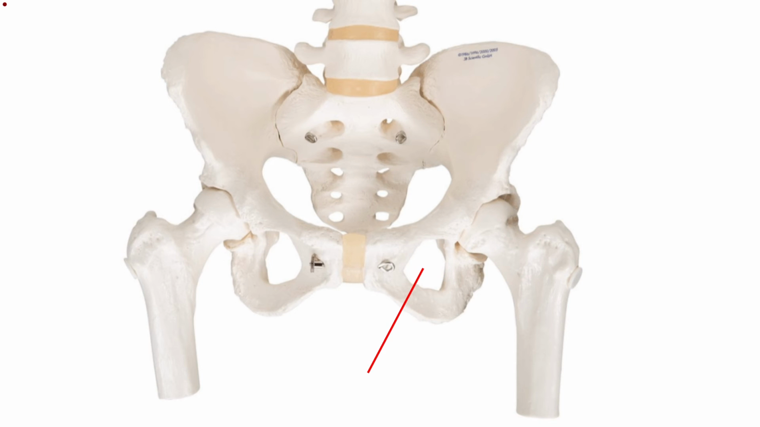Obturator foramen, the head of the femur sitting in the acetabulum. Greater trochanter here. I don't really see the lesser trochanter here. Iliac crest.